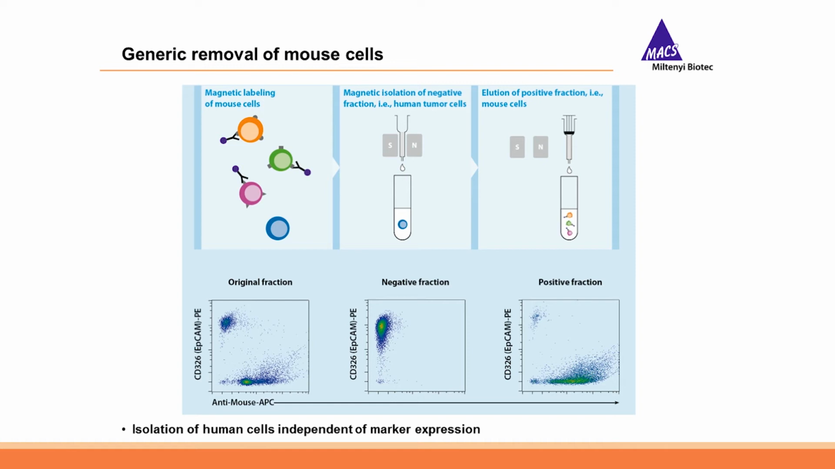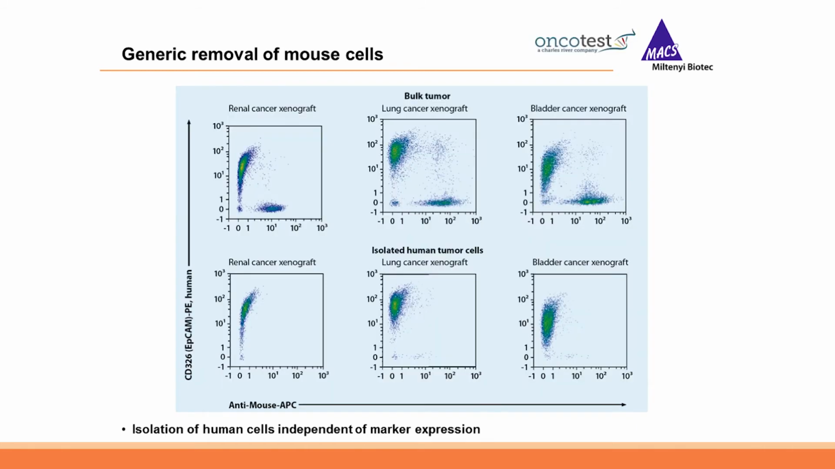And in the lower panel, you can see the example. So you have the EpCAM-positive human tumor cells and the EpCAM-negative mouse cells. And then after 20 minutes, you have a pure fraction, a negative fraction of tumor cells. And this is, as I said, independent of any kind of positive marker. So it works for any kind of solid tumors, like here the renal, lung, and bladder cancer xenografts, but it also works for leukemias, lymphomas, and even non-tumor cells, as I will also show you in a couple of minutes.